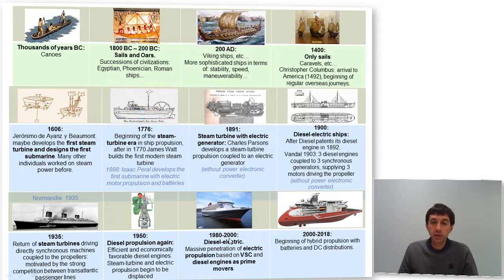Finally, more or less in the 80s and 2000s, the combination of diesel and electric was dominant. There was a massive penetration of electric propulsion based on voltage-source converters, based on power electronics, and combined with diesel engines as prime movers. The technology that we have been speaking about in the previous slides emerged in these years. And nowadays, we can say as something remarkable that hybrid propulsion with batteries and DC distribution on vessels is starting to be introduced. These are just some remarkable events explained in a very simplified way.